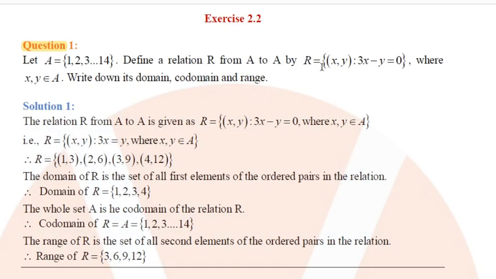Domain means all the values of the first element. Okay, see here, the relation is defined from A to A. What are the elements of the set A? You put these values and you will get the values in the set A. If you put 1, you get 3; 2 gives 6; 3 threes are 9, 3 fours are 12, 3 fives are 15. When you put x equals 5, you will get y equals 15.